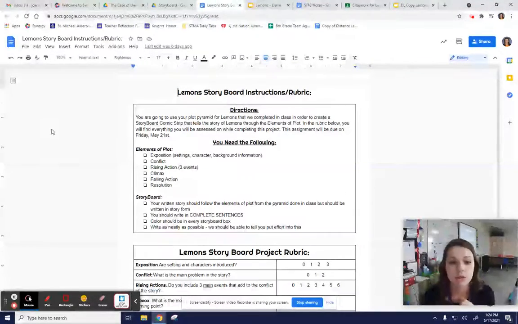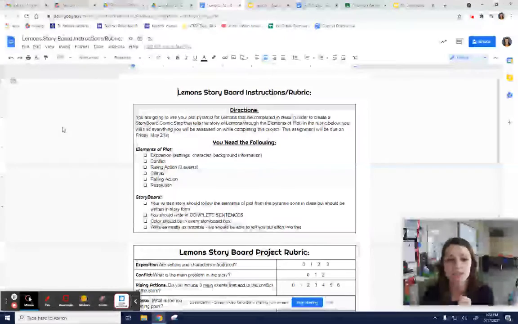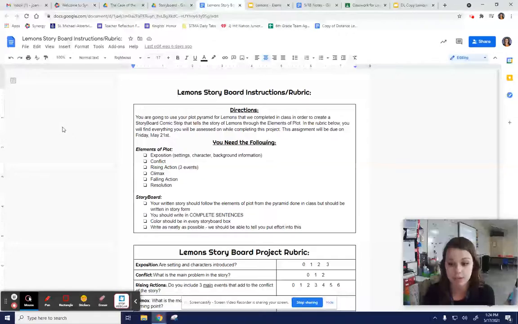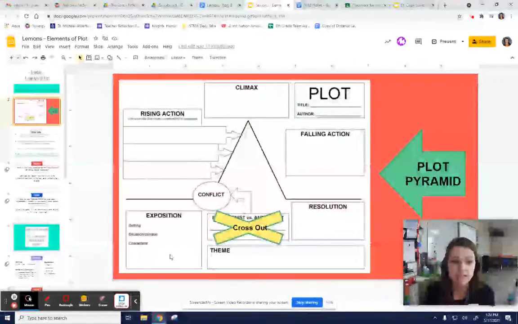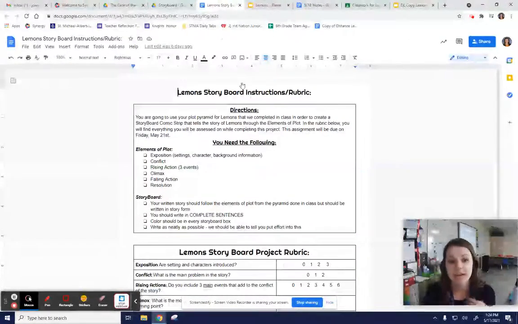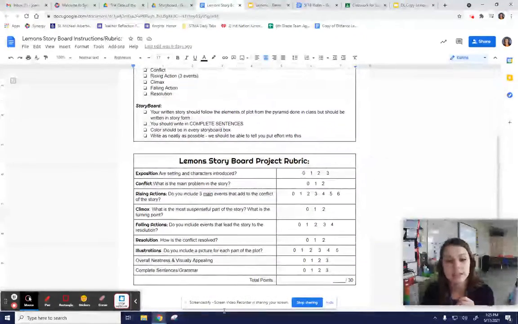In the rubric below, you will find everything that you are being assessed on for this project. The assignment will be due on Friday, May 21st, aka this Friday. So you'll notice you have all the elements that are going to go in it. The storyboard is going to be written in story form. So yes, you are using this plot pyramid and these slides for it, but it'll then be written in actual complete sentences. Color should be used, and you guys are going to have a Google Slides version, so making sure that there's not a lot of white space left is going to be important. And then this rubric right here is what you're graded on.